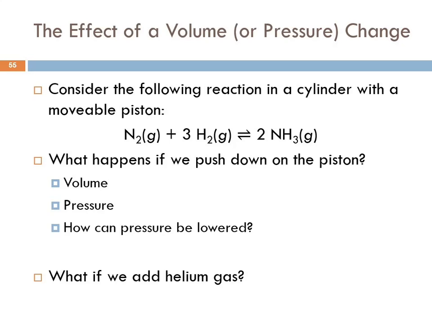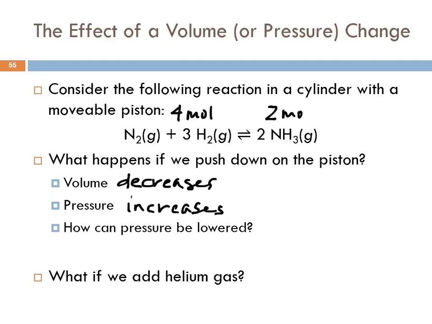So let's look at this reaction. We've got nitrogen and hydrogen in a cylinder with a piston, and it's in equilibrium with ammonia. What happens to the volume if we push down on the piston? The volume decreases. And what happens to the pressure? It increases. So the reaction wants to decrease the pressure. What can it do? Well, let's look. Here we've got 1 mole of gas and 3 moles of gas, total of 4 moles of gases. And on the right side, we have 2 moles of gases.